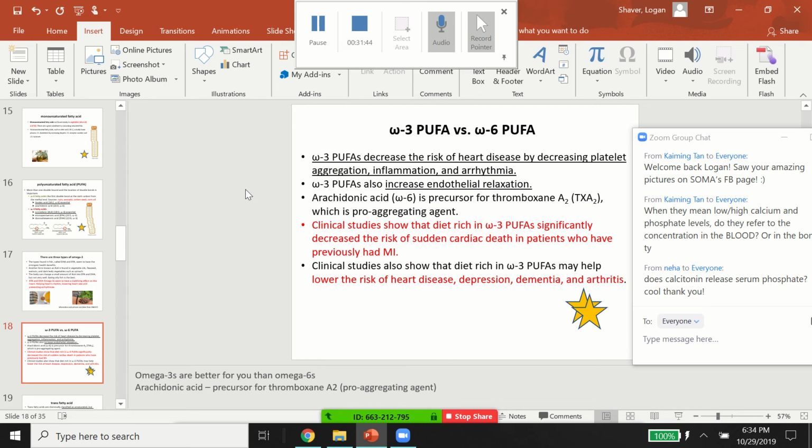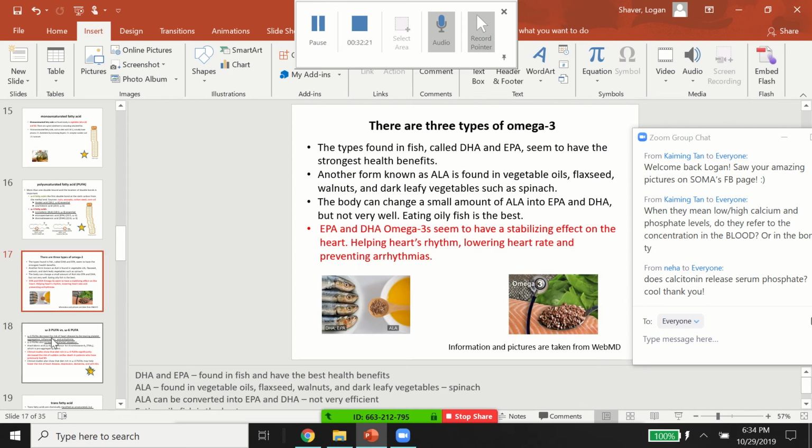So omega 3 versus omega 6. Omega 3s are typically going to be known as your good ones, for the most part. Now, you do still need omega 6. It's one of those situations where you don't want too much of it, but it's still good to have. So omega 3s are typically going to be much better for you than omega 6s. And why? Because of that decreased heart disease risk by decreasing platelet aggregation, inflammation, and arrhythmia, which we basically just said with EPA and DHA back here.